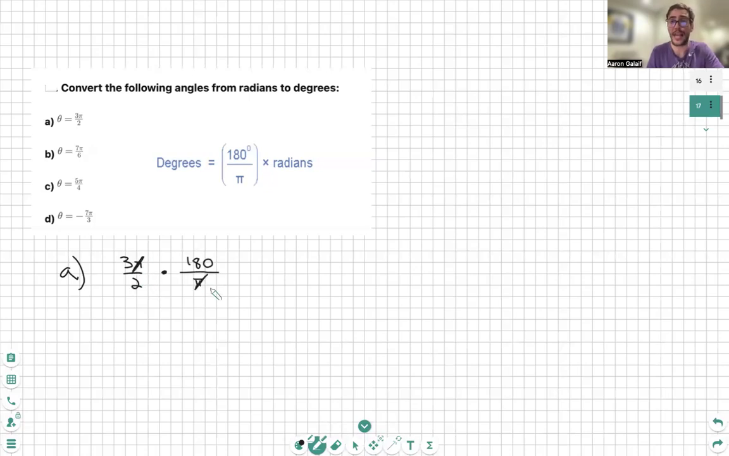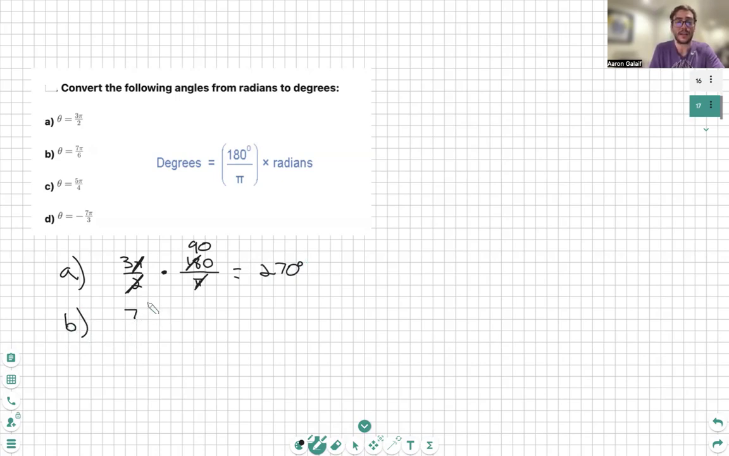The pi's are going to cancel, and I see that the 2 and the 18 cancel, leaving a 9, and don't forget the 0. So you can either do 180 divided by 2 or 18 divided by 2. Make sure you keep the 0 there. So here we see that the 2 and the 18 cancel, bringing in 9, keep the 0. The pi's have canceled. 3 times 90 is 270 degrees. That's it. Very straightforward.